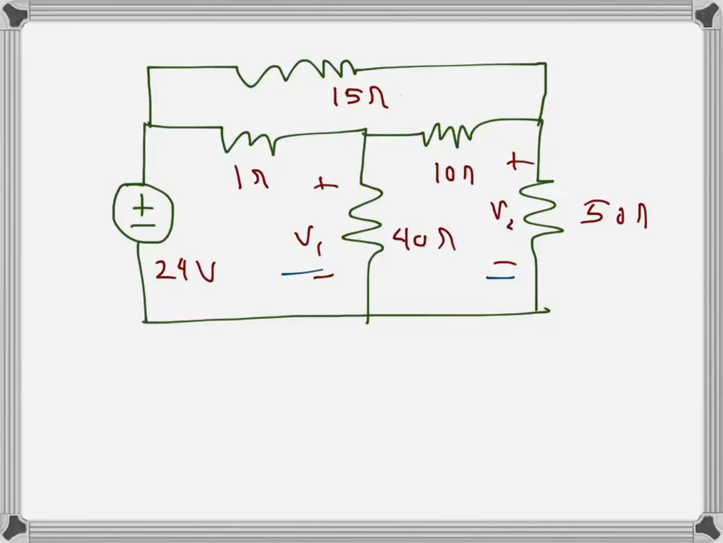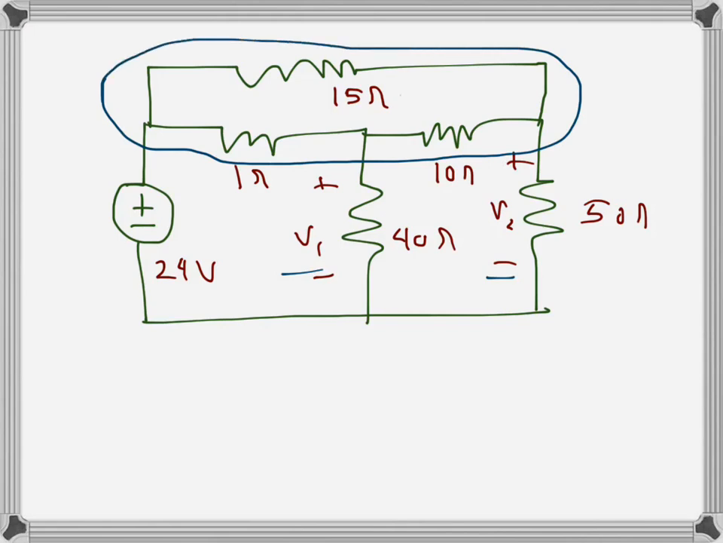For this circuit we need to find the voltage drops V1 and V2. Now if we look at the circuit, we can see that there is a delta connection here. This one is a delta connection, and it will be convenient to solve if we convert this delta into Y. If we recall the Y-delta conversion, it will be like this.